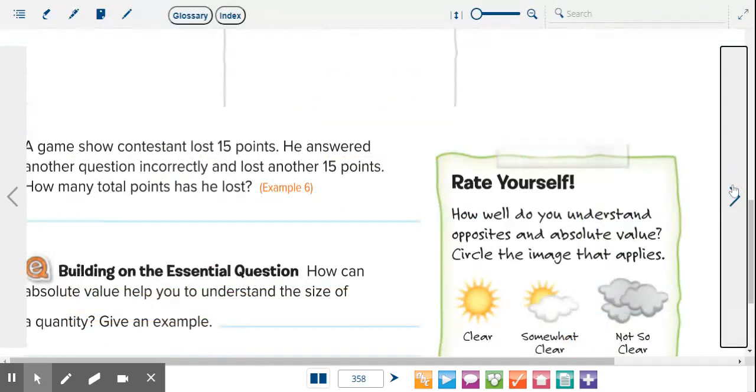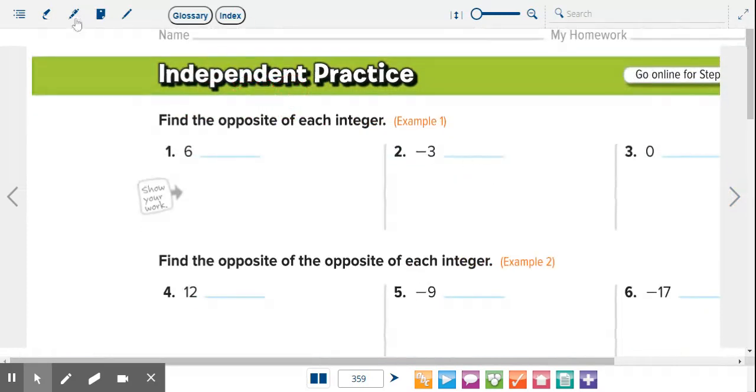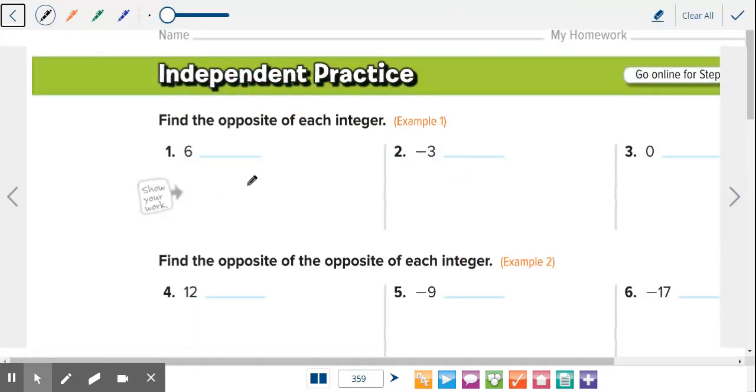So let's jump over a few pages and go over to 359. I thought it was like some blind puzzle question. I was like, No, they just like to throw that in there and trick you guys up a little bit. So you just got to slow down and read it. So number 1, what is the opposite of 6? Just say it. -6.